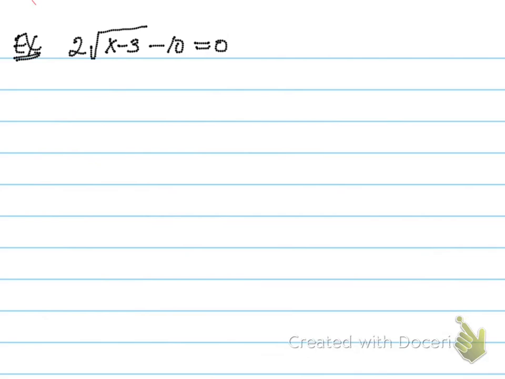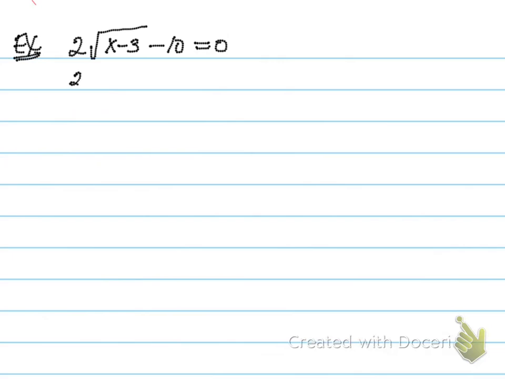So here is the first example. 2 times the square root of x minus 3 minus 10 equals 0. The first step in the process is to isolate that radical. So in this case, the 10 has to move to the other side, the negative 10 has to move over, and so does the 2. So I'm going to do that in 2 steps. Of course, you can do it in 1 step.